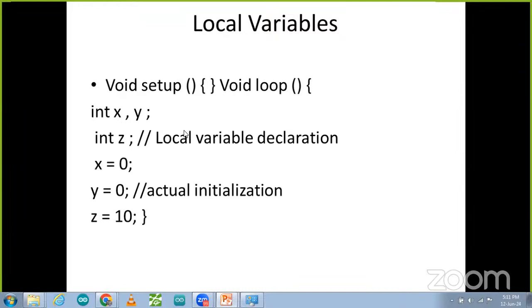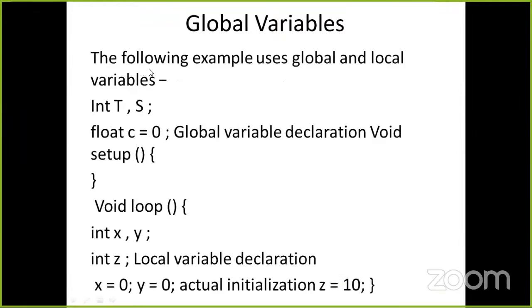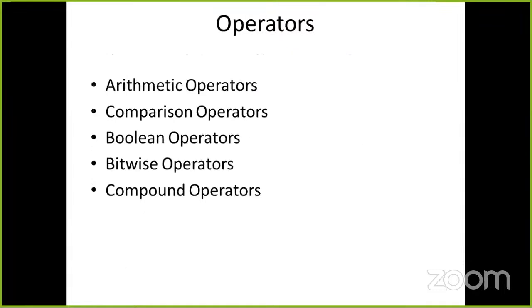So this one is a local variable, and now for the global variable example, you can see these are the global variables. These are defined above, on the top. That is int t and s, two variables, then float c, that is a constant, with initial value 0. These are the global variable declarations. Then when we call those variables, like t and s, anywhere in the void setup and the void loop, that will work. This is one example that I'm sharing so that you can understand the local variable and global variable.